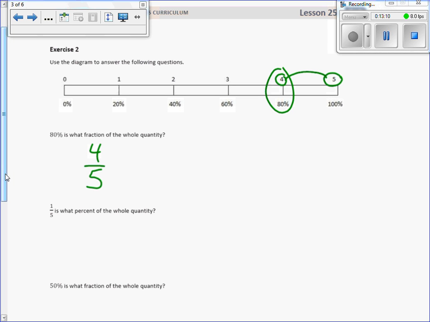Then it says 1/5 is what percent of the whole quantity? Well, this is 0/5, 1/5, 2/5, 3/5, 4/5, 5/5. 1/5 is right here. That is 20%. Okay, percent, not 20, 90. 50% is what fraction of the whole quantity? Well, we don't have a 50%, but it would be right here, smack dab in between these two numbers, so it would be 2 1/2. So 50% is what fraction of the whole quantity? A half. Didn't ask for the value there, it's just a half.